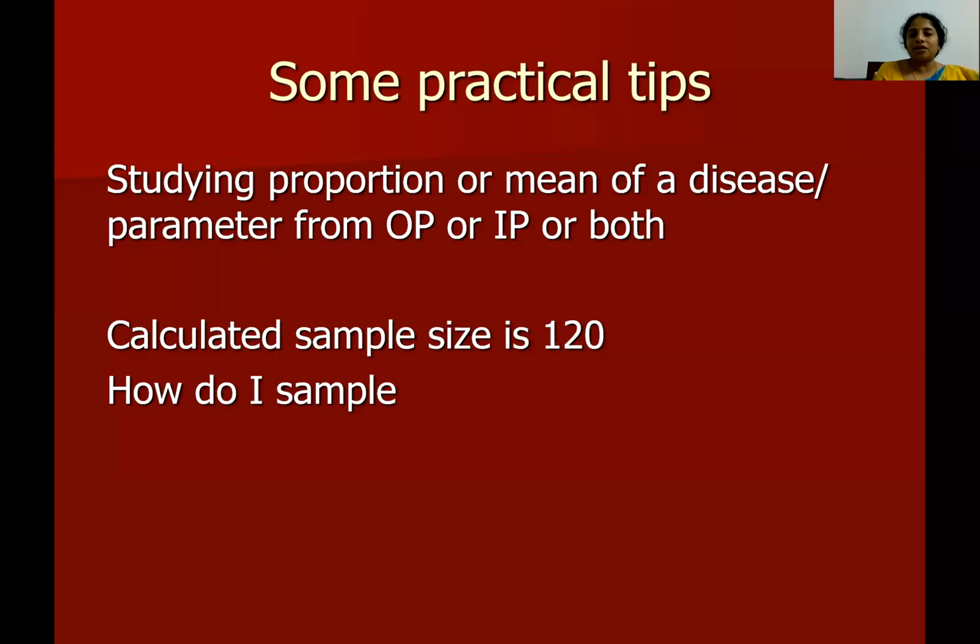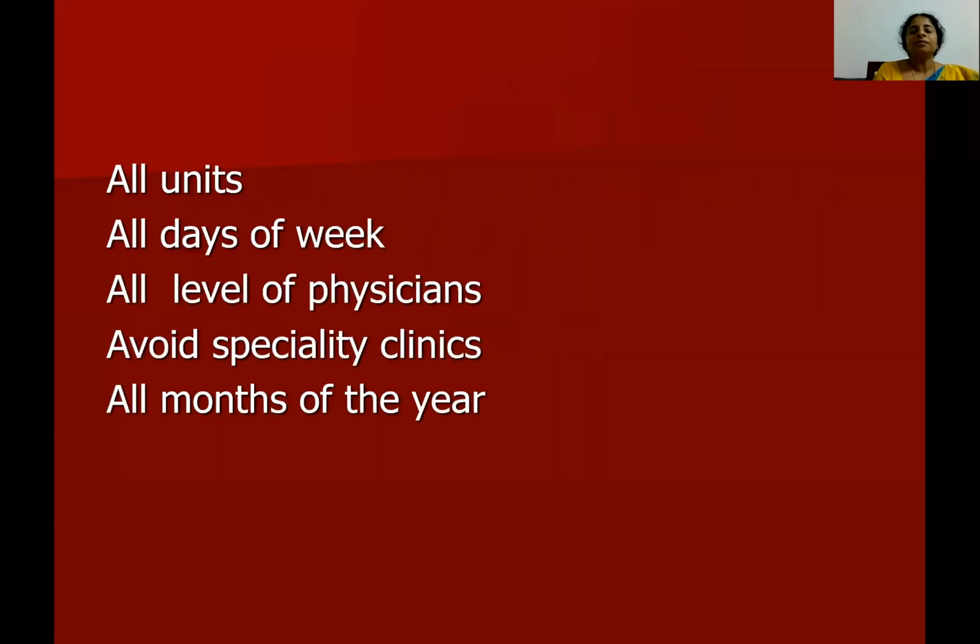What I am trying to tell you is, when you are sampling, when you have a larger number of cases and you want to select 120 out of 400, make sure that you include patients from all units, all days of the week, all levels of physicians, from professor to house surgeon. Try and avoid specialty clinics, and include all months of the year during your study period of 1 year.